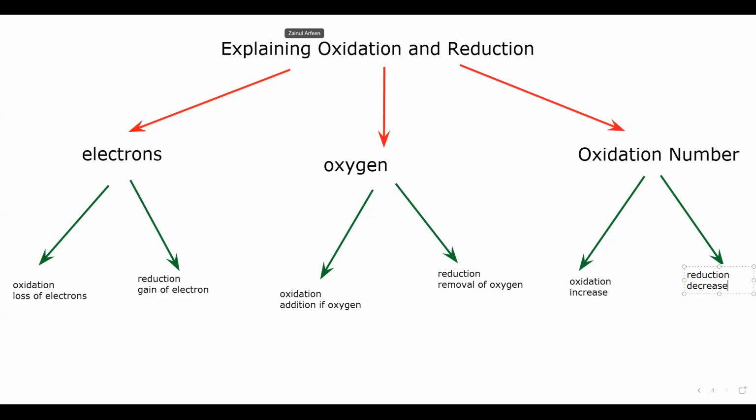Sometimes electrons are there, sometimes oxygen is there, and sometimes the charge or oxidation number is given. So now we'll do some different examples, and I will mix all the examples so that you can sort out which technique to use to identify oxidation or reduction. Example: zinc reacted with copper ion to form zinc ion and copper metal.